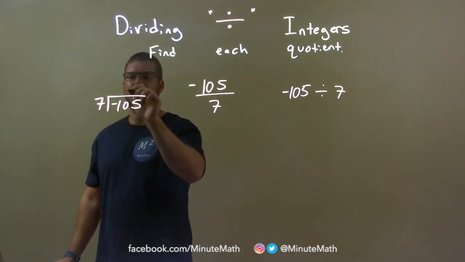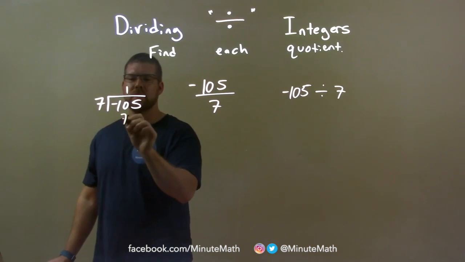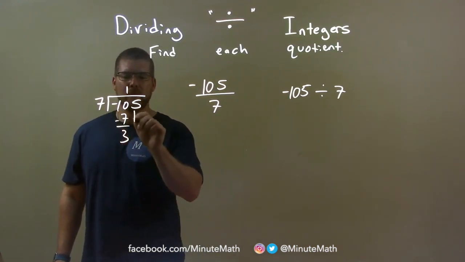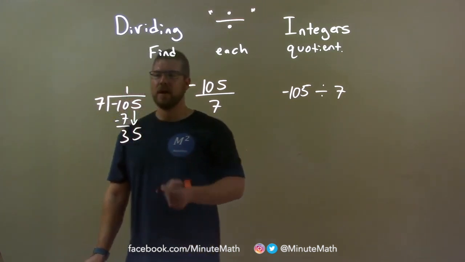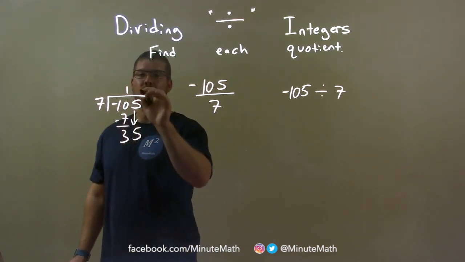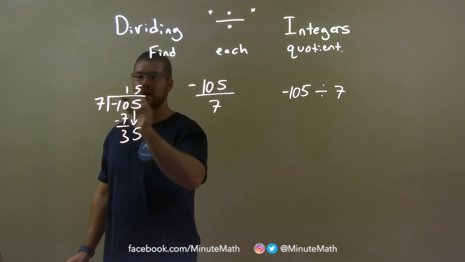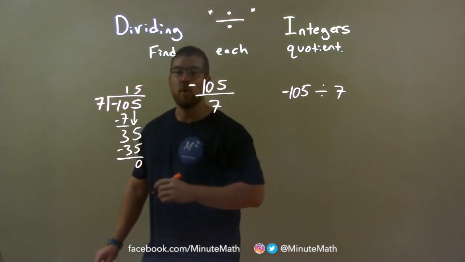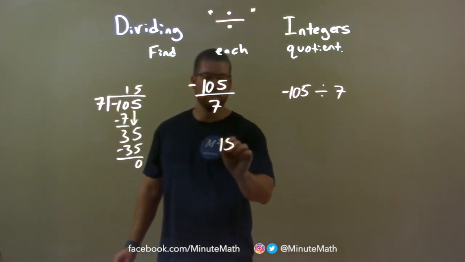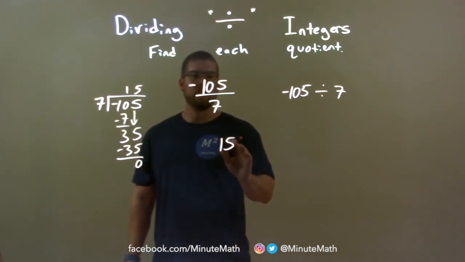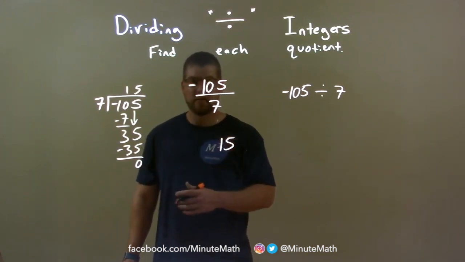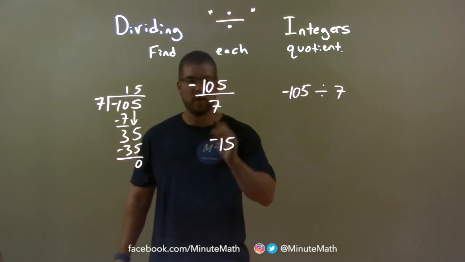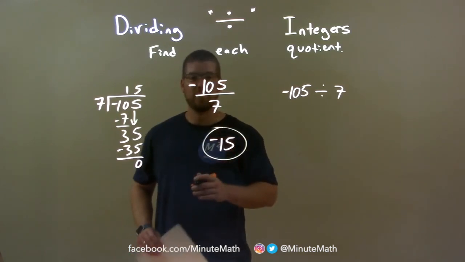7 goes into 10 one time. 1 times 7 is 7. Subtract the 7. 10 minus 7 is 3. Bring down the 5. Now 7 goes into 35 5 times, and that's actually evenly because 5 times 7 is 35. Subtract, we got a 0, we're done. So 15 is so far the numerical answer, but we need to know if it's positive or negative. Well, a negative divided by a positive is always going to be a negative. So final answer here, negative 15.